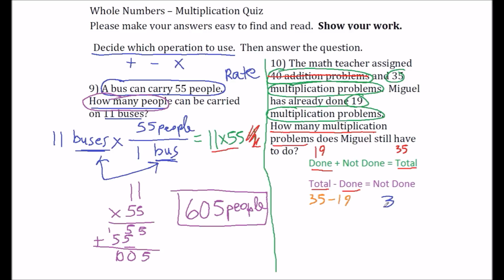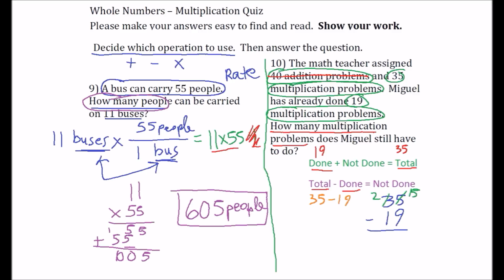So we might want to do that vertically. 35 minus 19. When I do the subtraction here, be careful. Remember that with subtraction, if the top number is smaller than the bottom number, then you need to borrow. And that's what we have. 5 take away 9 doesn't work, so 5 has to borrow from the 3. The 3 becomes a 2, and the 5 becomes a 15. And now we're okay to subtract.